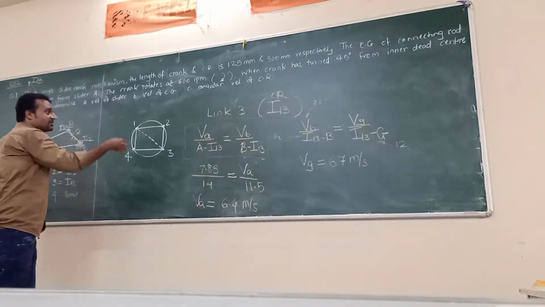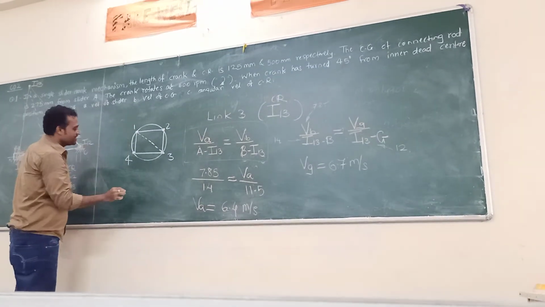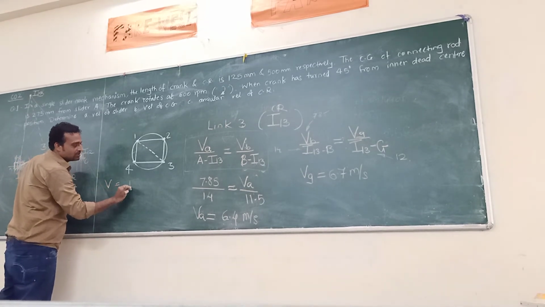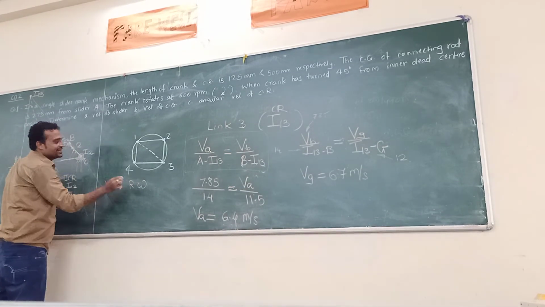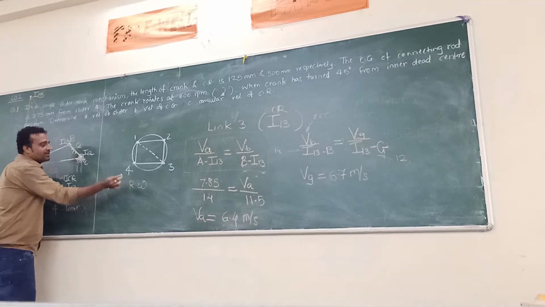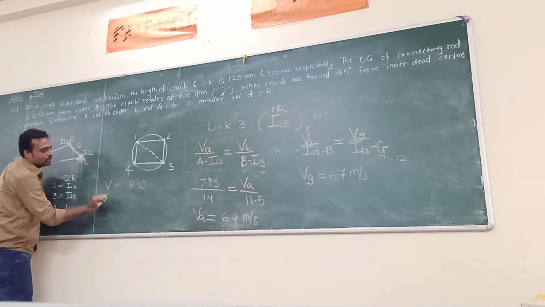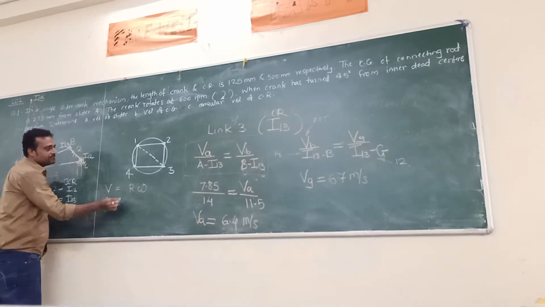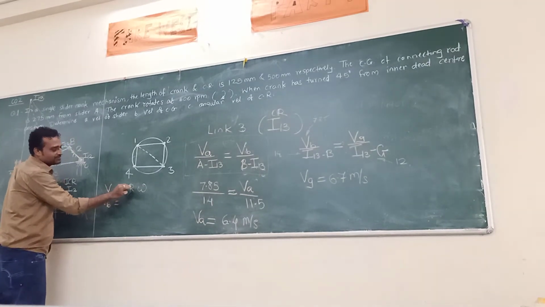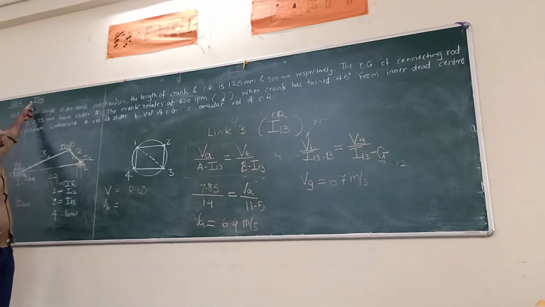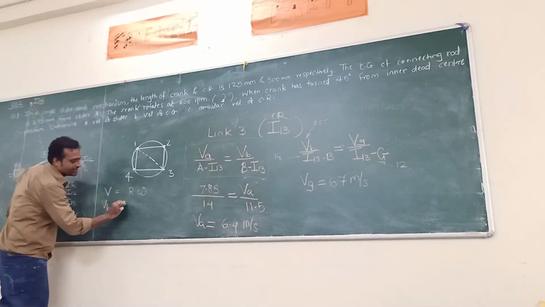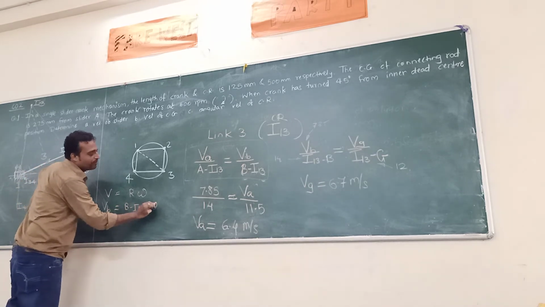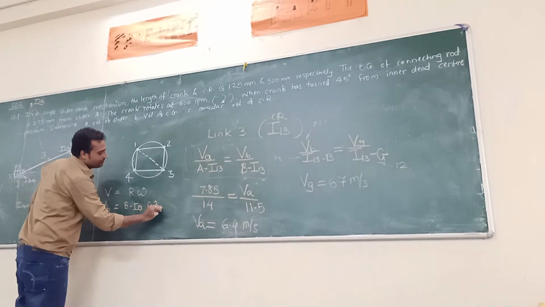So I'll just explain how this ratio has come. Already we have discussed it, but I'll once again repeat that. For any length we can always write V is equal to R omega, where R is the radius of rotation. So if I consider the velocity of point B and I am considering link number 3, this R is the distance of the point from its center of rotation. So it is B I13, this distance, into omega of link AB.